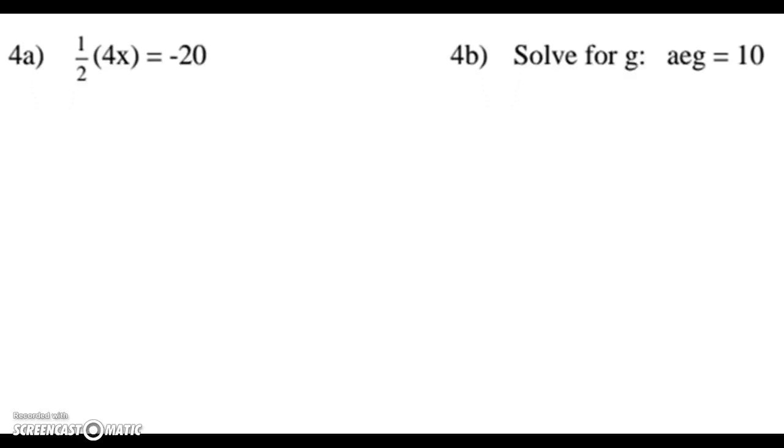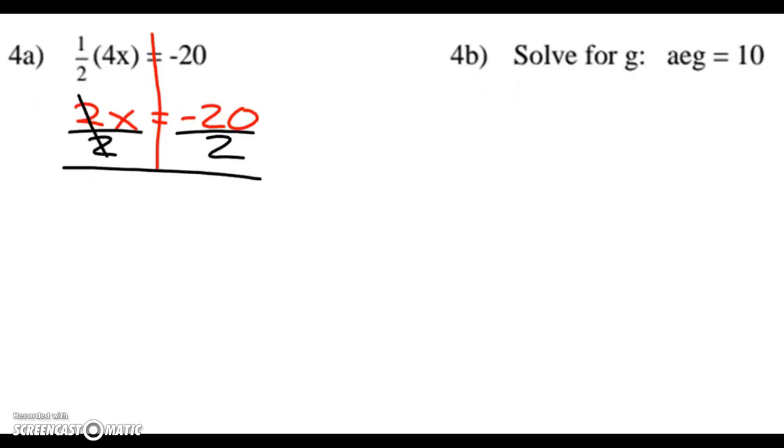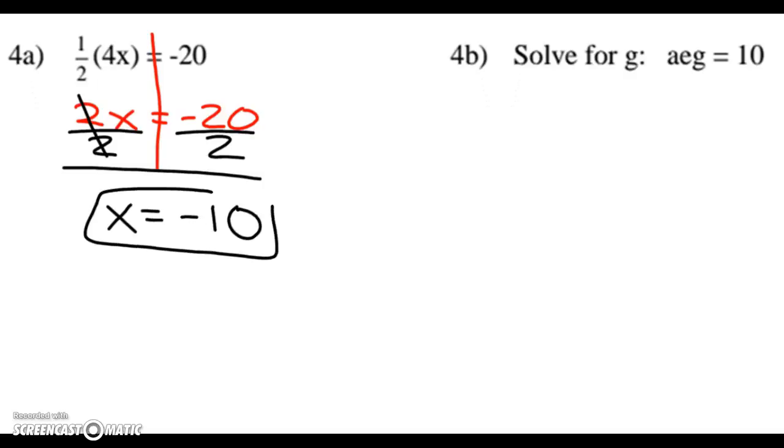Alright, so 4a, typically what most of us would look at doing here is taking the 1/2 times 4 and getting that out of the way. So 1/2 times 4 gives me 2. So we're left with 2x equals -20. And then in order to solve for x, we just have to do the opposite of multiply. We have to divide both sides by 2. Those cancel. We're left with x equals -10. And that's how we would do that.